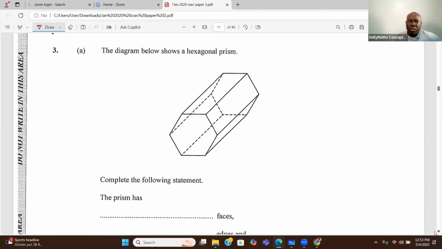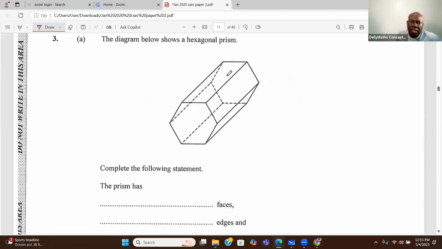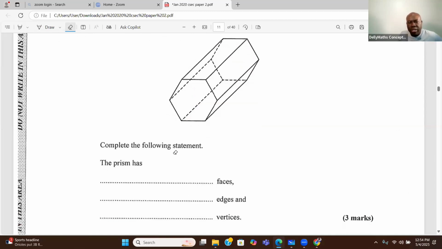The diagram below shows a hexagonal prism. Yeah, it's a prism because you see the twin faces. And the face is a 6-sided figure, so it's called a hexagonal prism. No big deal. They want us to complete the following statement: the prism has dash faces, and so on. Faces, remember, will be the broad surfaces, like if you are rubbing on it.